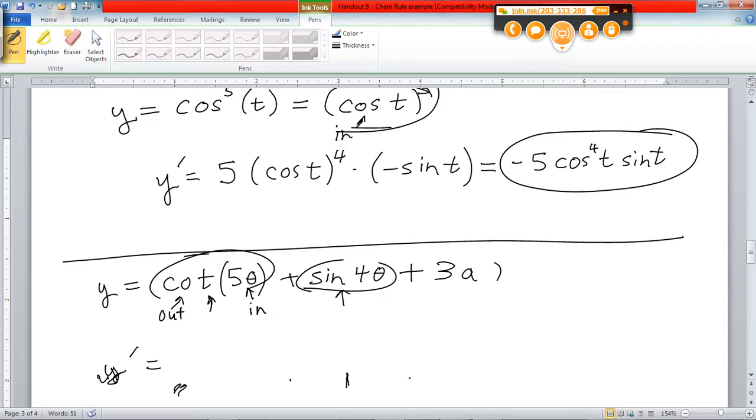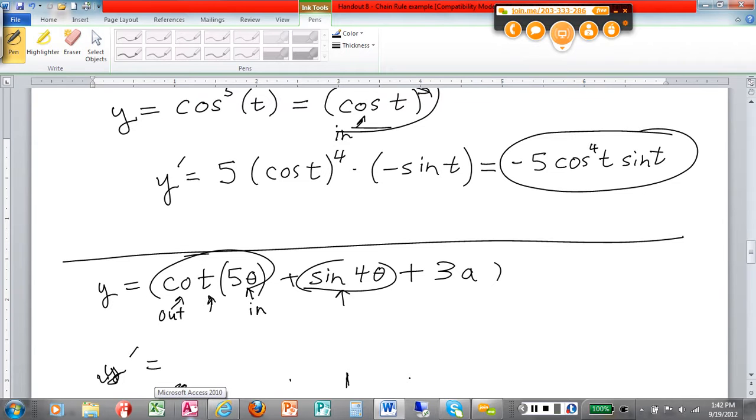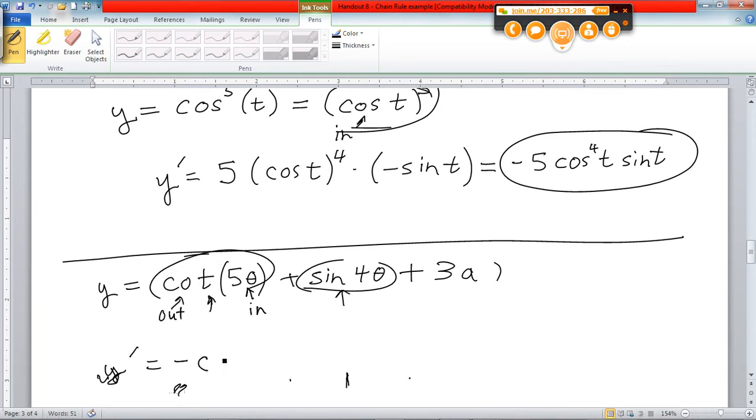All right, so what's the derivative? Well, you do the derivative of the outside, derivative of cotangent. What's the derivative of cotangent? Negative cosecant squared. The inside stays the same. Then the derivative of the inside is 5. Because it's just 5 theta. It's just like 5x. So the derivative is just 5. Then I do plus. Since it's plus, I can just do the derivative then of sine 4 theta. Well, that's the same thing. Put your parentheses around 4 theta if you want. Outside is sine. The inside is 4 theta. So derivative of the outside would be cosine. The inside stays the same. Times the derivative of the inside. The inside is 4 theta, so the derivative is 4.